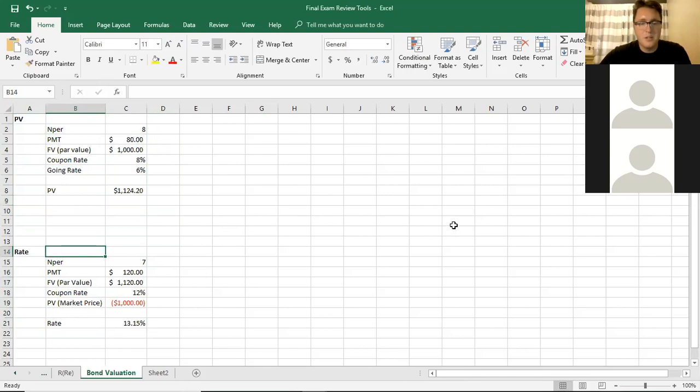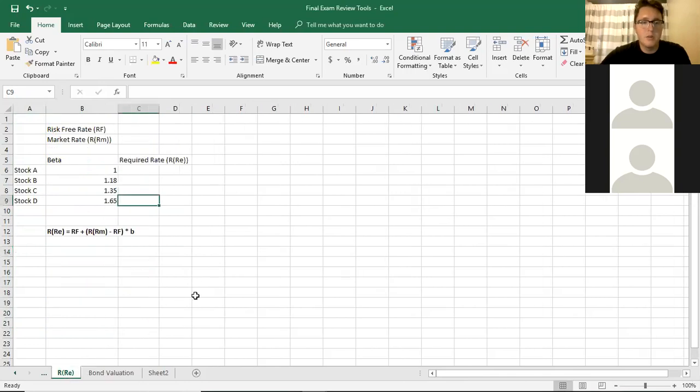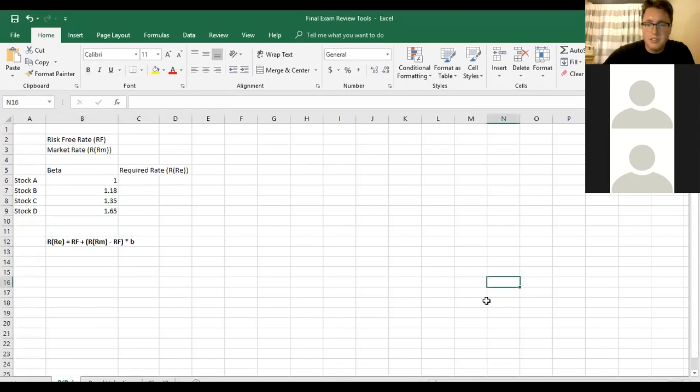So any other questions? Anything else we can review? Might be a good idea to do the required rate of return like we talked about. Would you guys like to go over that? Absolutely. Yes, please. Okay. So the equation I showed you is right there.